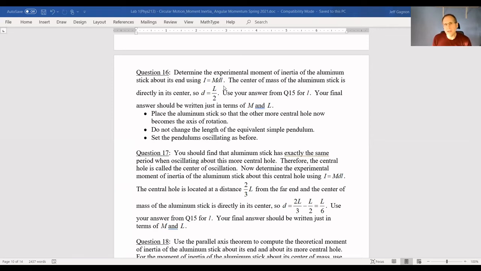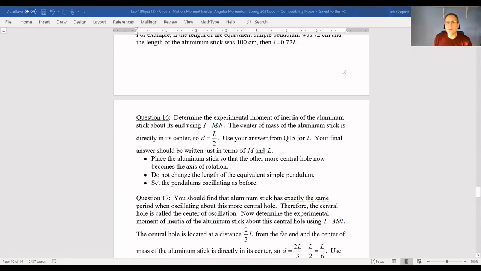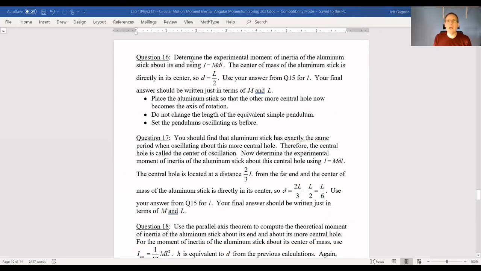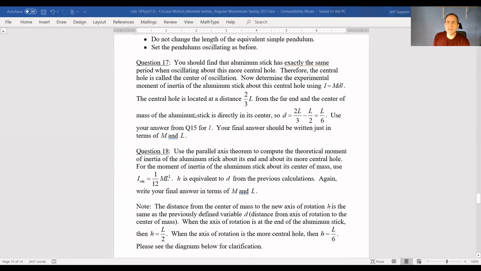So simply you're going to plug into this formula. We have M, d is L over 2, and little l we found from above is going to be 0.66 times capital L. You can plug all that in, and that will give you the experimental moment of inertia about the end point. Basically, it's going to be some decimal times ML squared. When you're finally done, there'll be some decimal times ML squared.